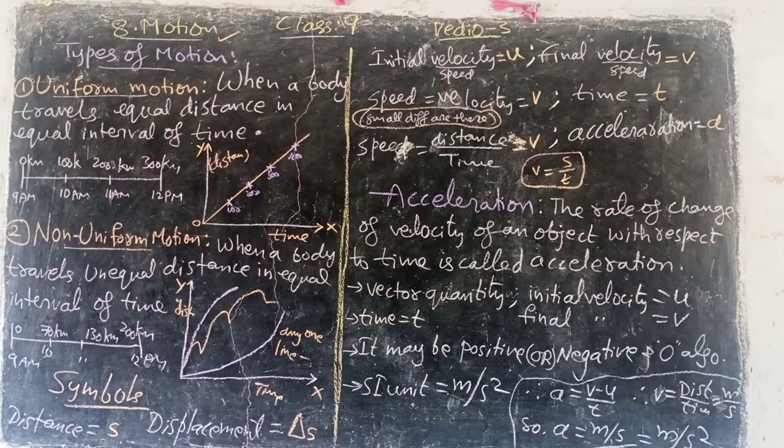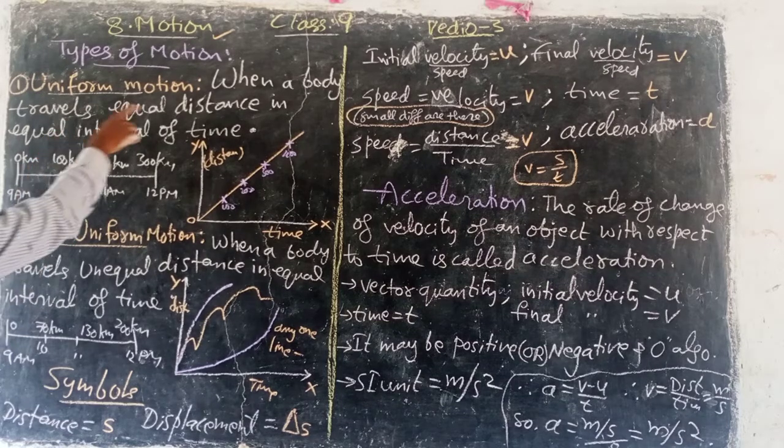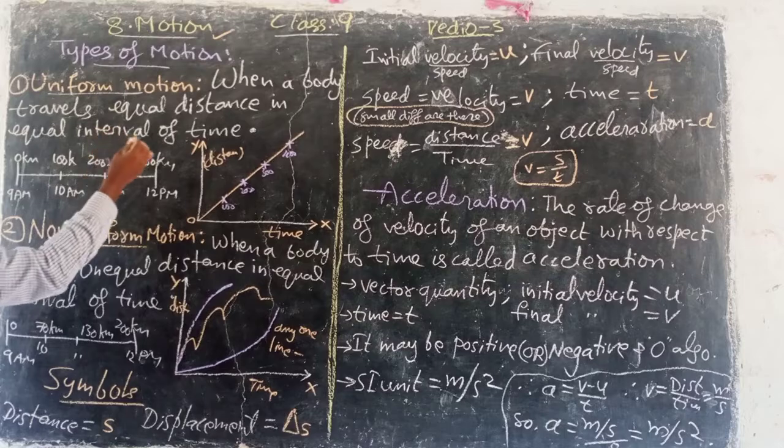Uniform motion, non-uniform motion. Look here. Uniform motion. What is the definition?